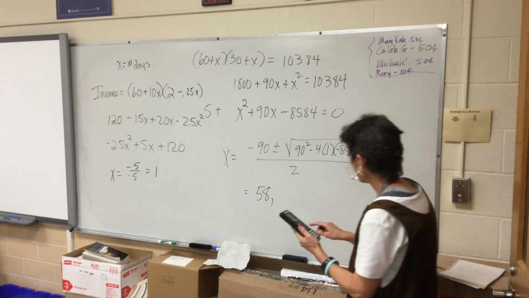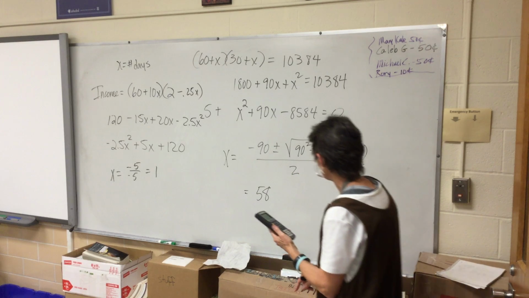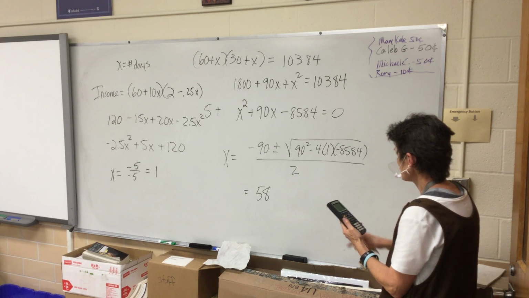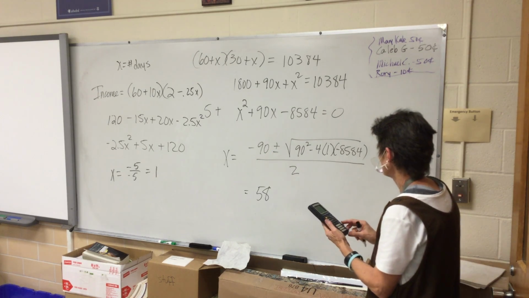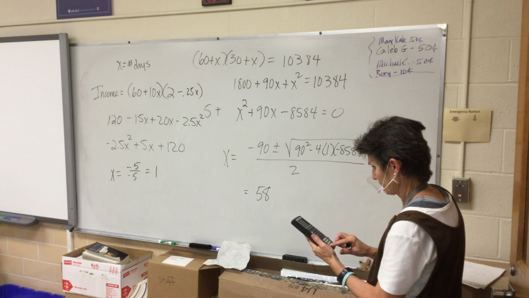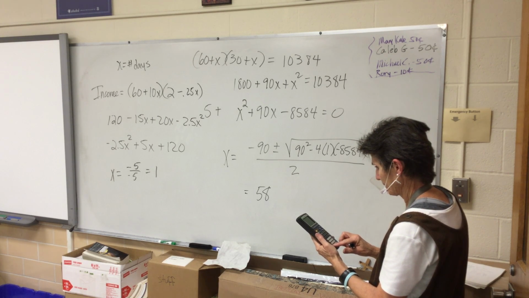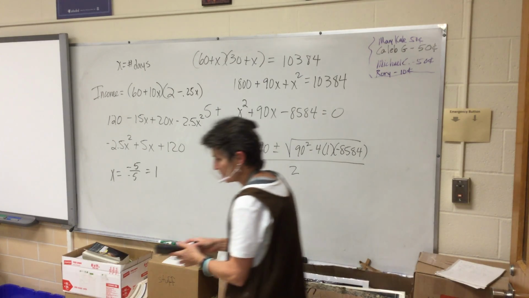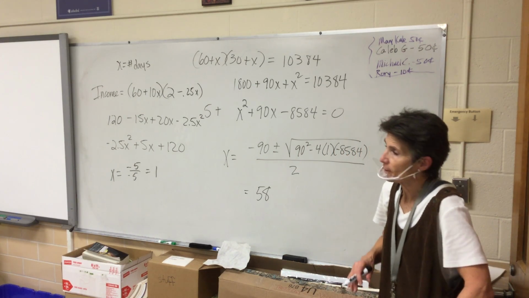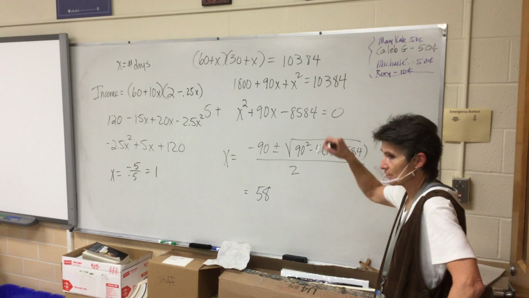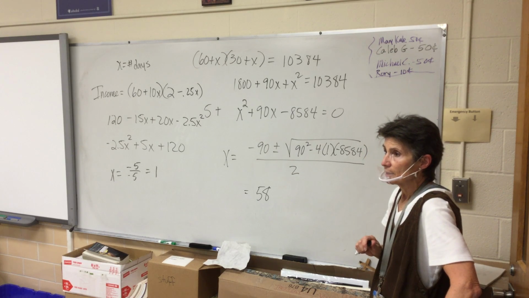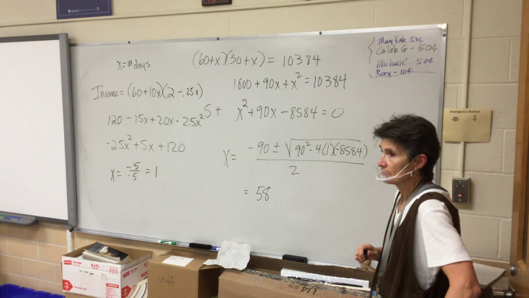Oh, I think that is the answer. Because if I do the other one, won't it go negative? 58 seems awfully big. Anybody else get 58? Oh my gosh, don't just copy down what I did. It could be wrong. Type that in. Did you get 58? Yeah, 58. Thank you. Did you remember to take the square root?